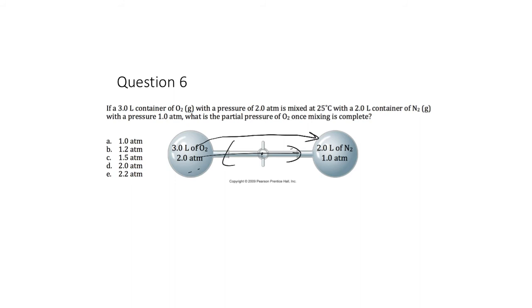And so the question says, what is the partial pressure of oxygen once complete? And I'll also calculate the total pressure. You might think it's 3 atm, but that doesn't make any sense, right? It's not going to be 3. You may think it's the average, it's not the average. So we might want to calculate the total pressure here too. And the question is asking for the partial pressure of O2. What's going on for O2 is it's going from having a volume of 3 liters to now a volume of 5 liters once we open up this valve and mix these two gases together.